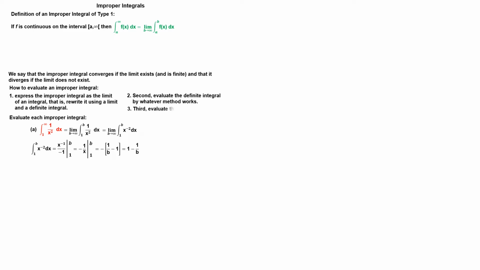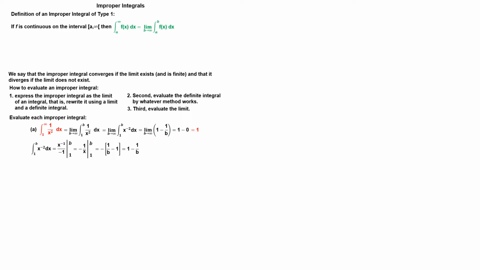Third, evaluate the limit. Now we get rid of the integral and we have a limit to find. We take the limit of the result as b goes to infinity. When b approaches infinity, the limit approaches 1. Since we get a real number answer, we know that our integral converges. So the improper integral is equal to 1.